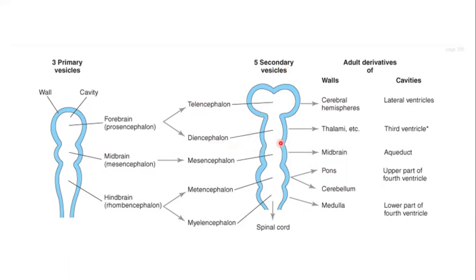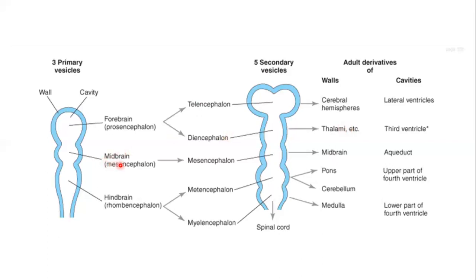Then is the diencephalon, right? So this would be the thalami, the subthalami, hypothalamus, etc. And their cavity is the third ventricle, which is over here, right? So the prosencephalon or forebrain divides into the telencephalon and diencephalon, the telencephalon giving rise to the cerebral hemispheres, and the diencephalon giving rise to the thalamus, hypothalamus, subthalamus, epithalamus, etc.